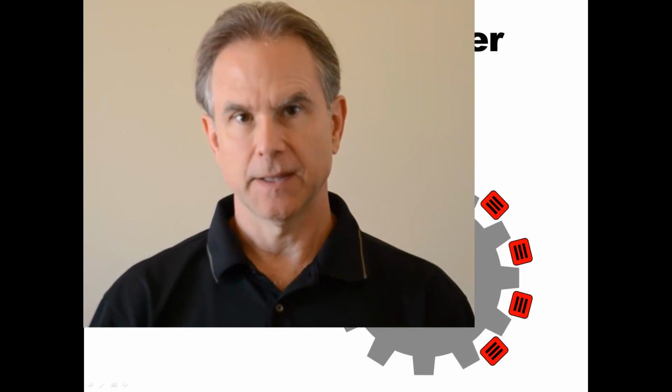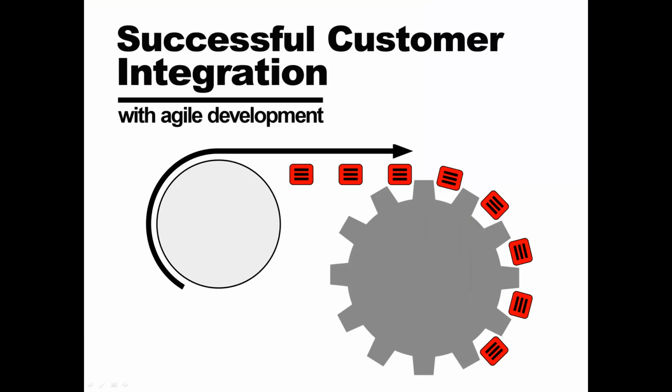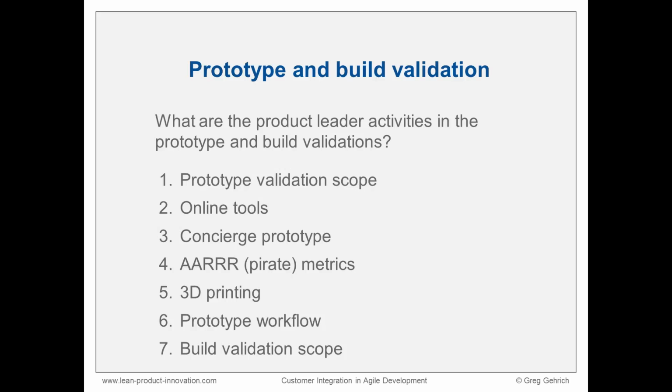In this section, we're going to talk about the prototype and the build validations, two critical components that are part of the lean process of building products. This section goes into detail about prototype and build validations.